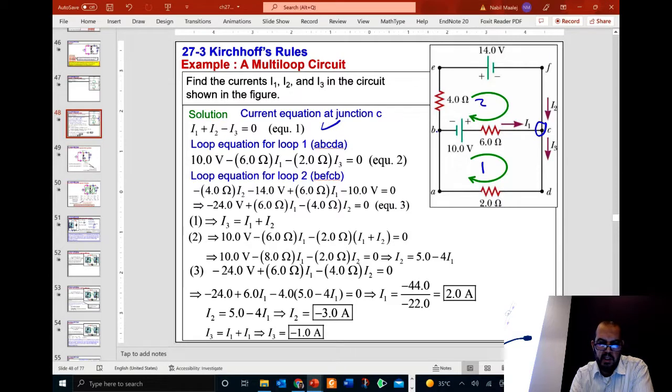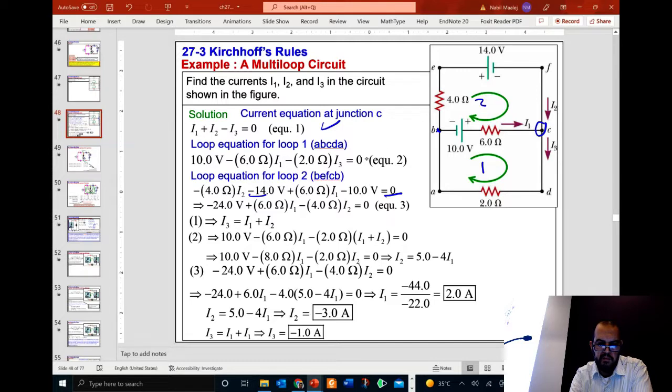Then we wrote the loop equation for the second loop, and we started also at point B. When we go through the 4 ohm resistor, we are going in the same direction as I2, so it's minus 4 I2. Then we go through the EMF, through the positive terminal, so it's minus 14 volts. Then we come back, going through the 6 ohm resistor but against the direction of the current I1, so it's plus 6 I1. Then we go through the EMF 2, through the positive terminal, so it's minus 10 volts, and we go back to the same point, so this is equal to 0.